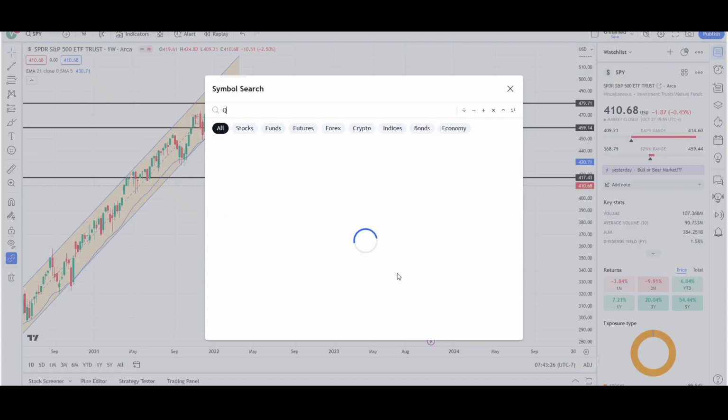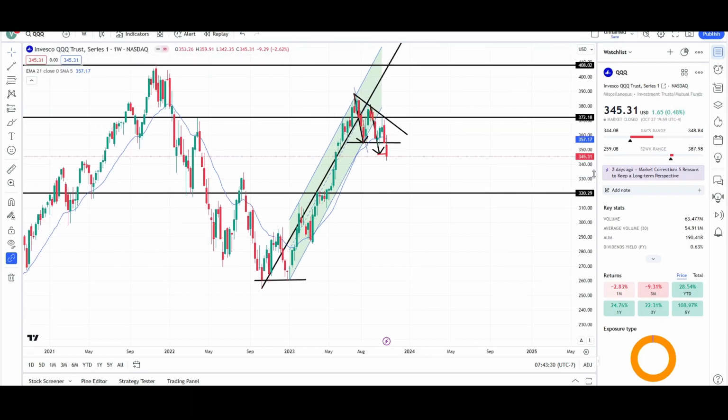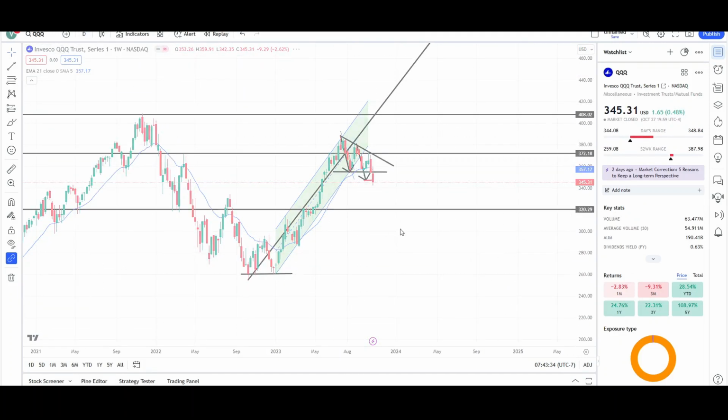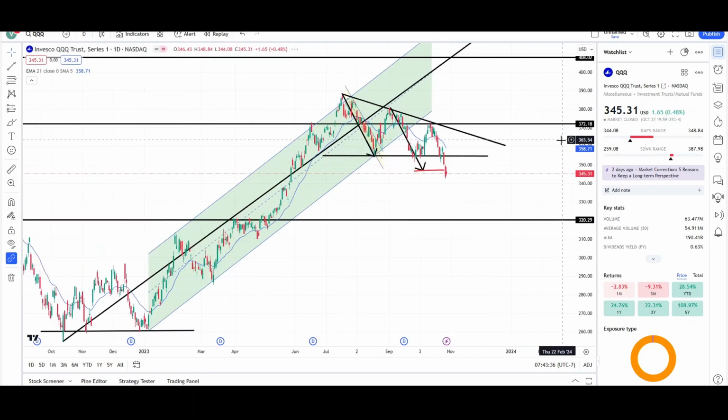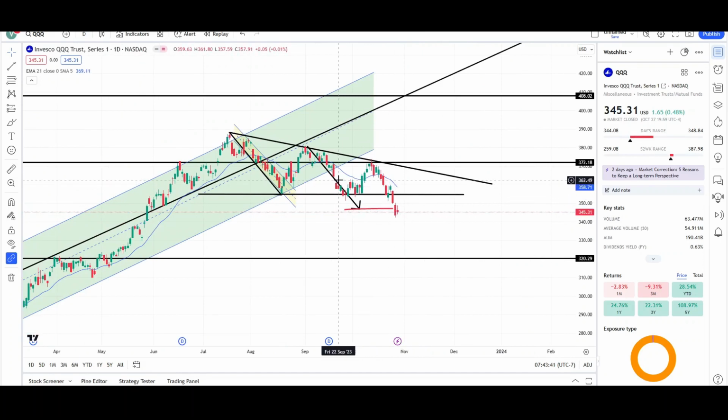Let's take a look at the QQQ real quick. Similar story, except we had one large leg up. So let's just take a look at the daily chart first. So on the daily chart, you see that the bears actually reached the target on Thursday. This was one large leg down in the past. This is the second leg down, and bears finally reached it.